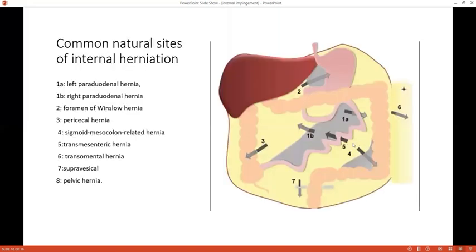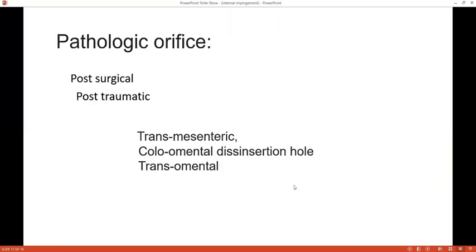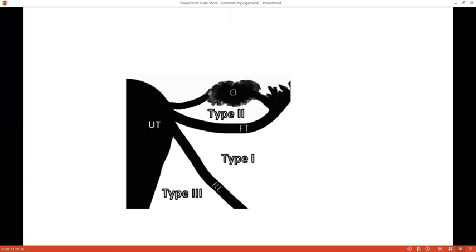So common natural sites of herniation could be left paraduodenal, it could be right paraduodenal, it could be through the foramen of Winslow, then it could be pericecal here, or it could be sigmoid mesocolon here, or it could be transmesenteric right here, or transomental, which could be right here. Supravesical and pelvic hernias could be at this place. The pathological orifice can definitely develop in the body, such as post-surgical and post-traumatic, which lead to transmesenteric, colomental, and transomental herniations.